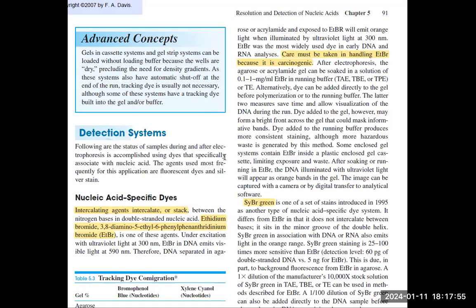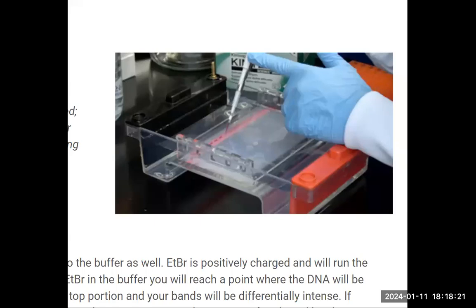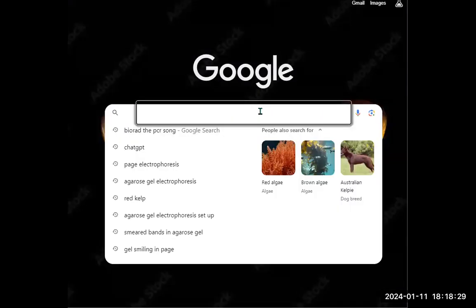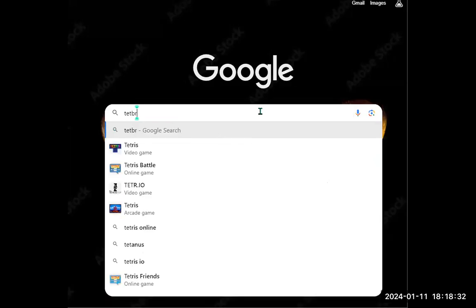And we also have the detection system. So we're done with the resolution part. Now is the time to detect. Now is the time for us to see. So we have nucleic acid specific dyes. We have two examples. We have an intercalating agent, which tends to insert itself between the bases. So for example, an intercalating agent is ethidium bromide.